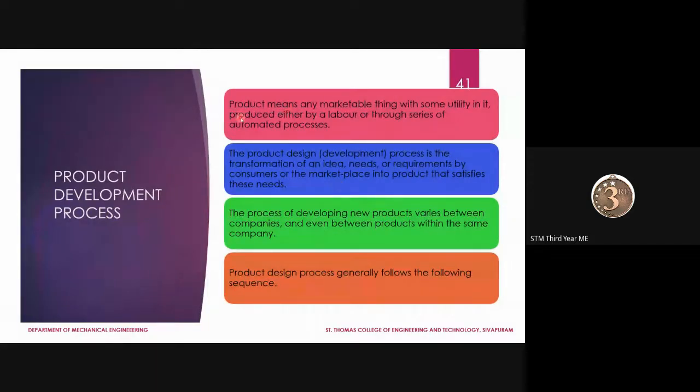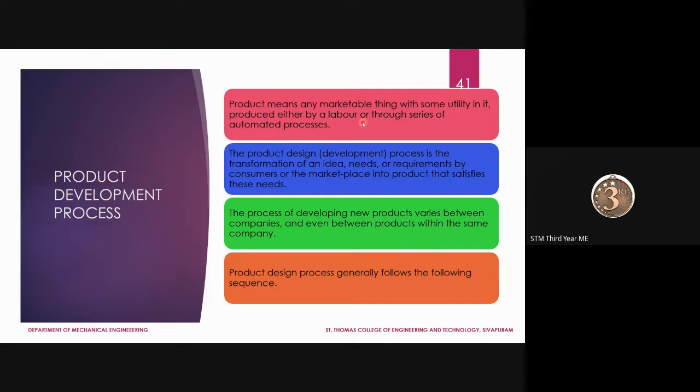So it is written here. If you don't know, look at this. Product means any marketable thing with some utility in it, produced either by a labor or through a series of automated processes. So it can be used as a labor method or a hand labor method, or even with the assistance of machine, or by means of robotic or automated processes. By any ways, the thing that is produced which has some marketable value, such a thing is known as product.